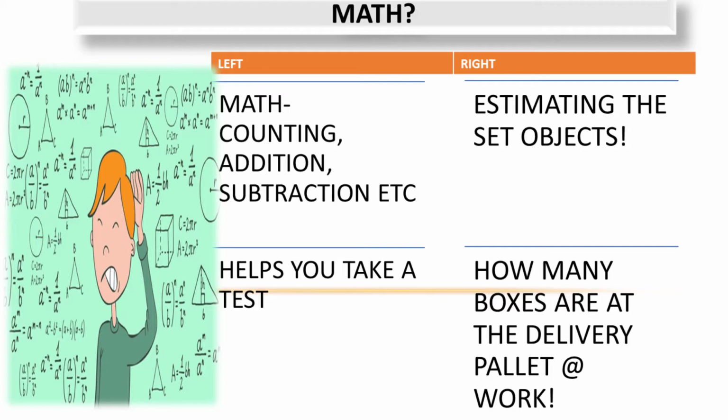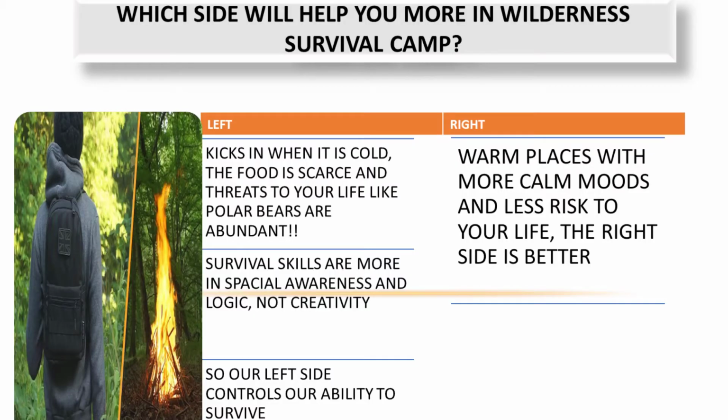Okay, now let's look at which side will help you more in wilderness survival camps, right? So the left is actually the survival frame. It kicks in when you're feeling really cold, food is scarce, or there is a polar bear or a lion that just shows up, and that's when the survival instincts kick in. It's the left that plays a very important role in the survival part of our life. So our left side controls our ability to survive, right? The right side is better in warm places with calmer moods and less risk to your life. It is required that we have both left and right, because if there is a survival situation we need to get into, it is the left that kicks in first. So these are certain things that are good to know, isn't it?